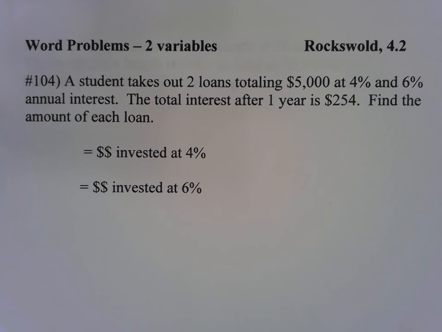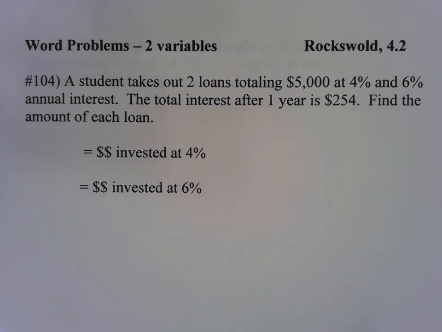Okay, so we're going to start with the same type of mixture problem that we started with last time. That deals with interest and two different accounts with different interest rates. So let me read it to you. It says a student takes out two loans totaling $5,000 at 4% and 6% annual interest. The total interest after 1 year is $254. Find the amount of each loan.